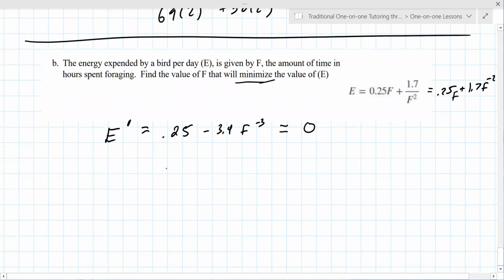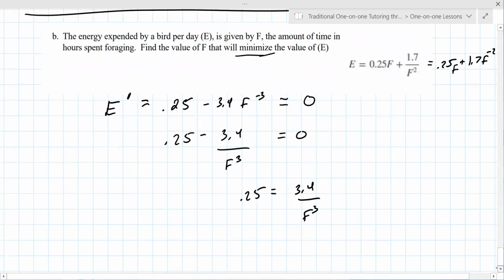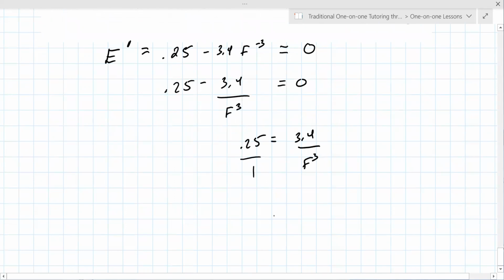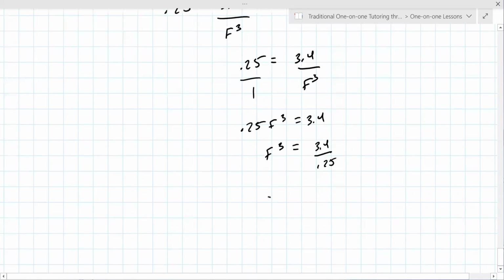So you're rewriting this, which is good. It's almost never good to deal with negative exponents. That's why they emphasized it in previous classes. So when you move some things around here, you get 0.25 equals 3.4 over f cubed. You can cross multiply: 0.25 f cubed equals 3.4. F cubed equals 3.4 over 0.25. And then you take a cube root of that. So f is the cube root of 3.4 over 0.25.